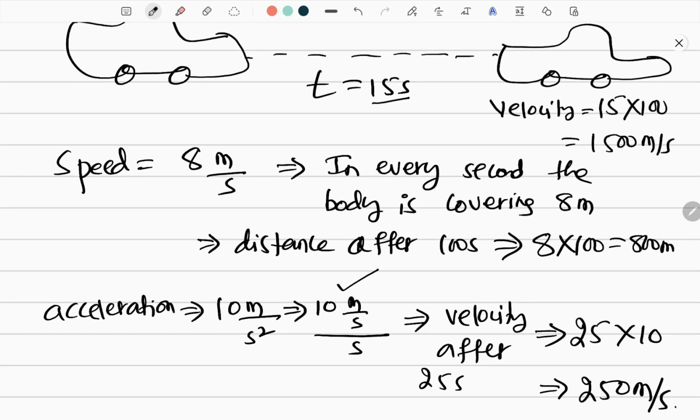I hope you understand what is the real meaning of acceleration. Because most of the children, most of the people miss out this, the real meaning of acceleration, and they keep on repeating it is just meter per second square. But what is the real meaning of meter per second square? That is meter per second per second.